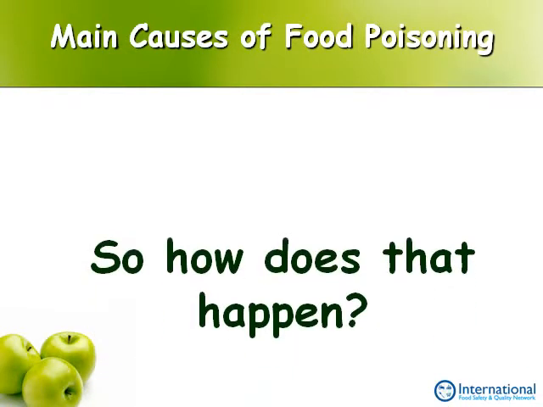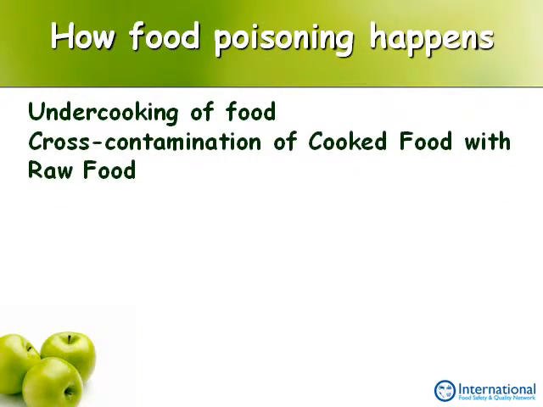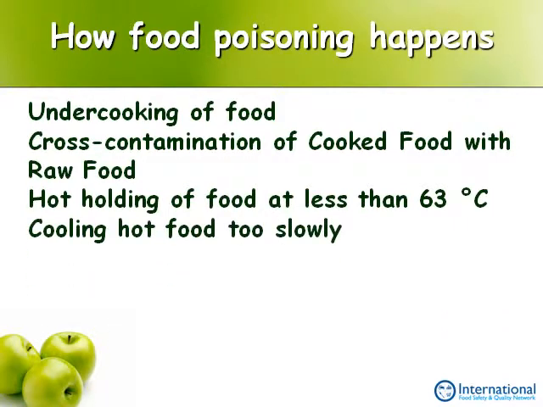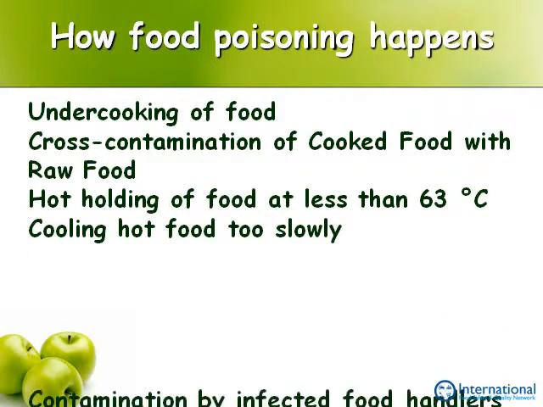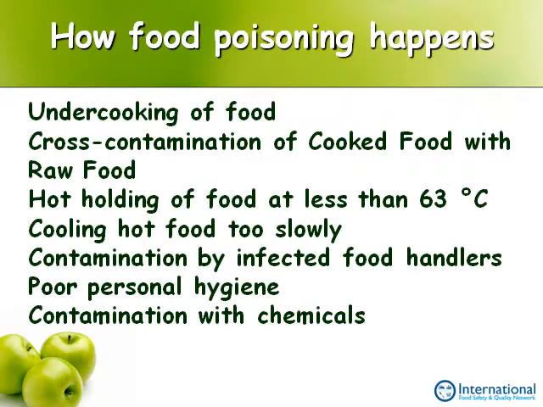So how does that happen? The main ways food poisoning occurs are because of undercooking of food, cross-contamination of cooked food with raw food, hot holding of food at less than 63 degrees Celsius, cooling hot food too slowly, contamination by infected food handlers, poor personal hygiene, contamination with chemicals.